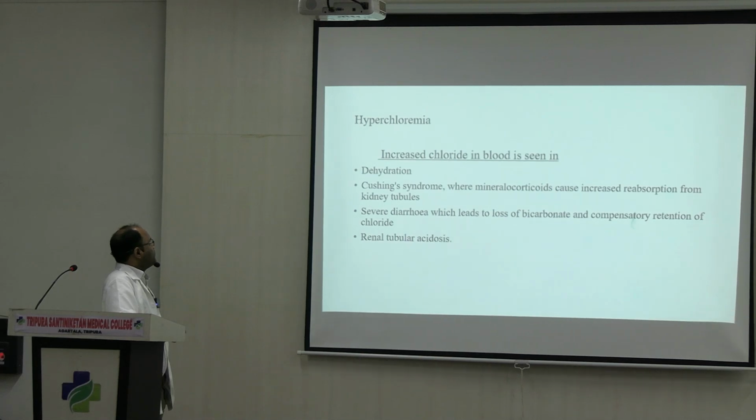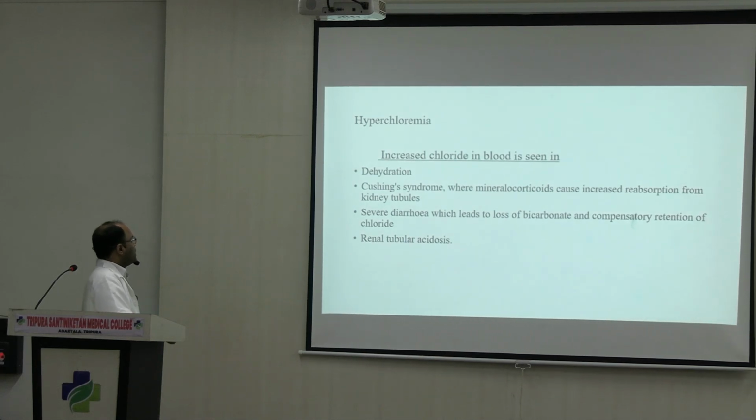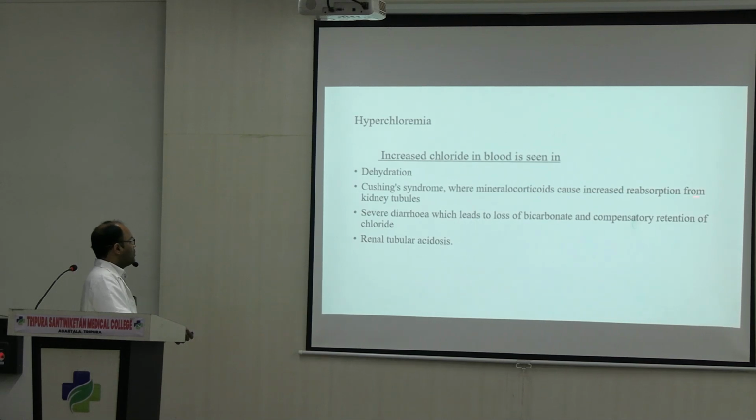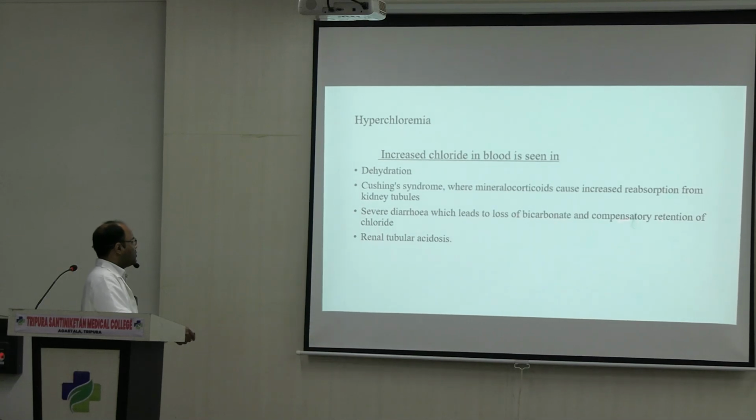Hyperchloremia is seen in dehydration, Cushing syndrome, where mineralocorticoid causes increased reabsorption from kidney tubules. Severe diarrhea, which leads to loss of bicarbonate and compensatory retention of chloride. Renal tubular acidosis is another condition.